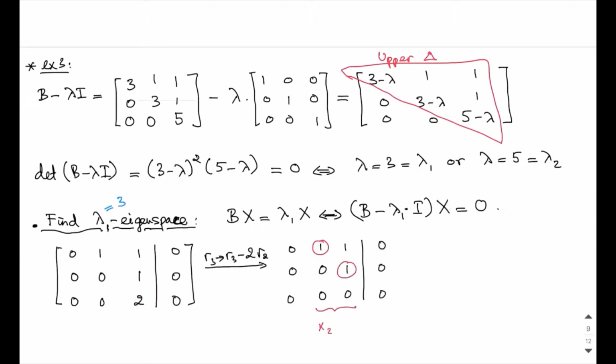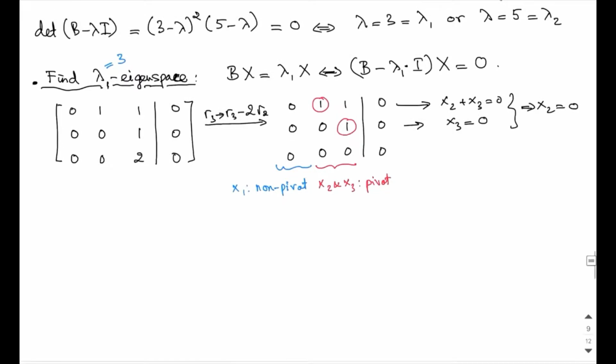So we know that x2 and x3 are pivot variables. And that means that x1 is going to be non-pivot. All right, whatever is non-pivot we can let be free, and we have to compute the pivot. This implies that x3 has to be 0. The first equation implies that x2 plus x3 has to be 0, and so x2 has to be 0 as well. And so all the eigenvectors would look like an x of 3 entries, x1, x2, and x3. Remember, x1 is non-pivot, so we can let it be free. We know that this is a free one, so we are not going to touch it. The other pivot ones will have to be 0.